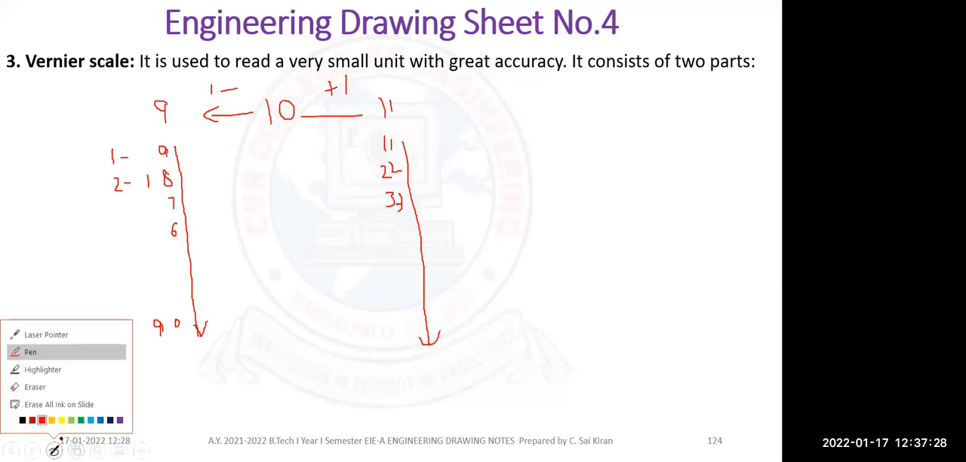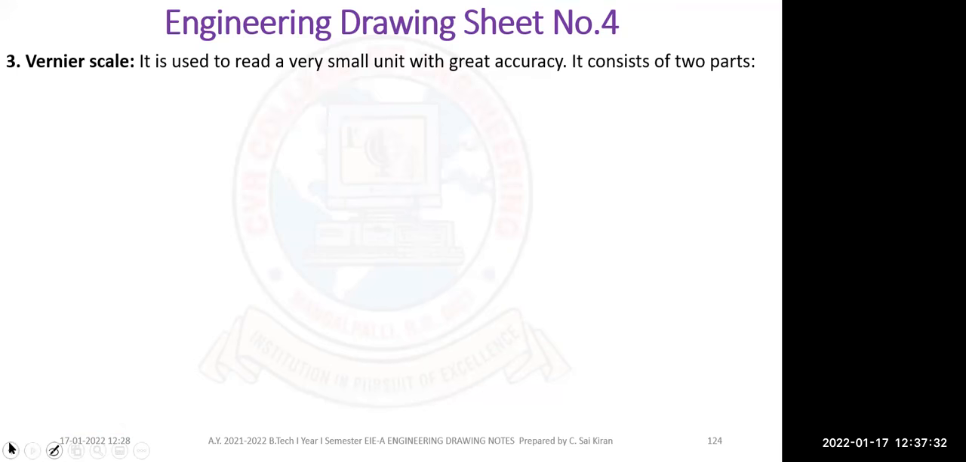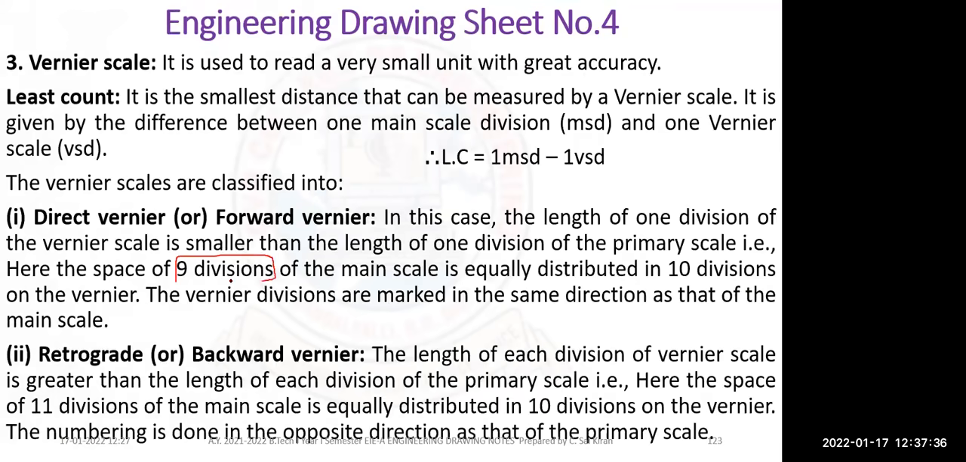So in the Vernier scale, these 9 divisions are taken as the 9th table, and when you take 11 divisions, it is taken as the 11th table. If you are using the backward Vernier, you have to use the 11th table. If you are using the forward Vernier, you have to use the 9th table.